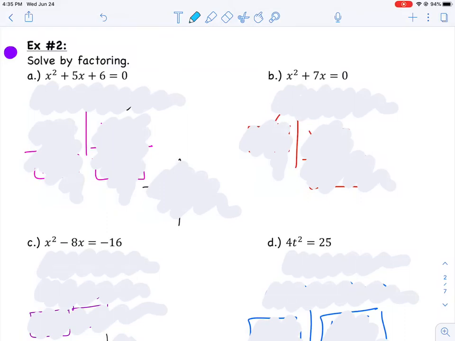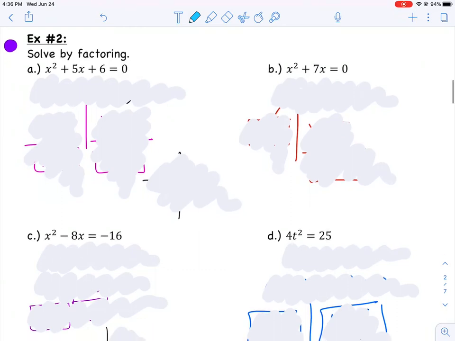All right, here's our second video from section 5.7 on solving by factoring. We looked at example number 1 where all of our polynomials were already factored. Now let's start from scratch. Let's start at step number 1 and let's solve by factoring all the way through.